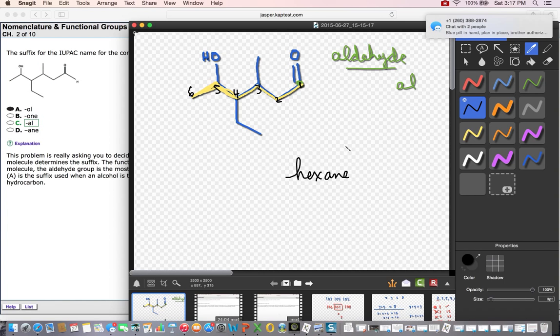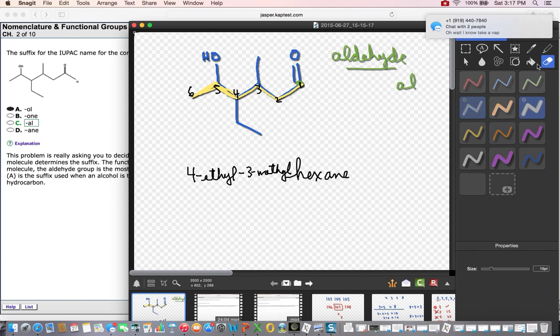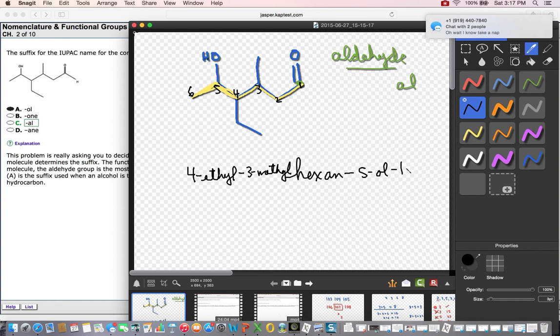We have an ethyl group at carbon 4. 4-ethyl. 3-methyl. Hexan-5-ol-1-al.